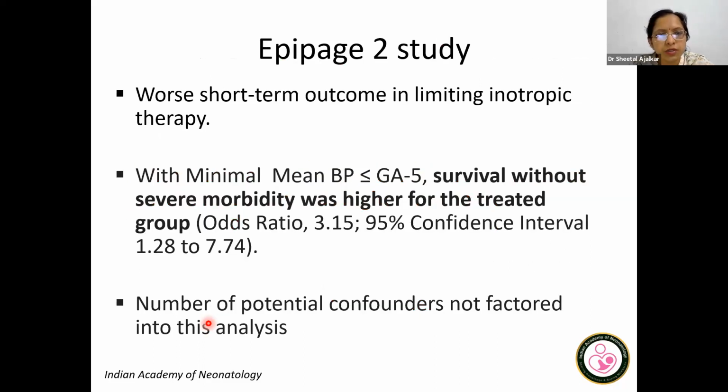So there were short-term outcomes in limiting inotropic therapy, and survival without severe morbidity was higher for the treated group when the BP was more low, like mean BP less than gestational age minus 5. So if the BP is more low, then again the severe morbidity will be higher if the baby is not treated. But there were a number of potential confounders not factored into the analysis. So the EPIPAGE-2 study conclusions cannot be taken straight away.